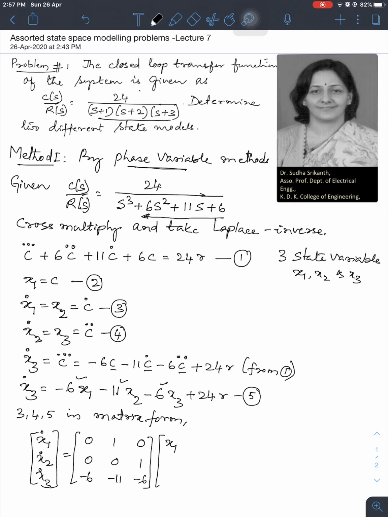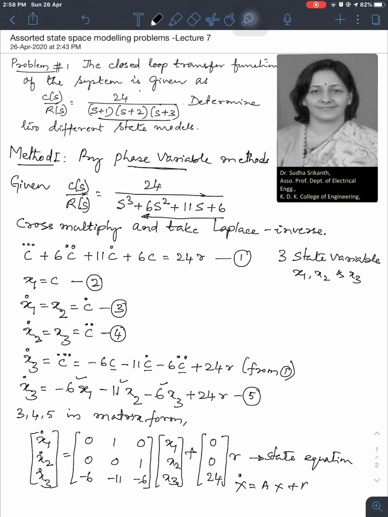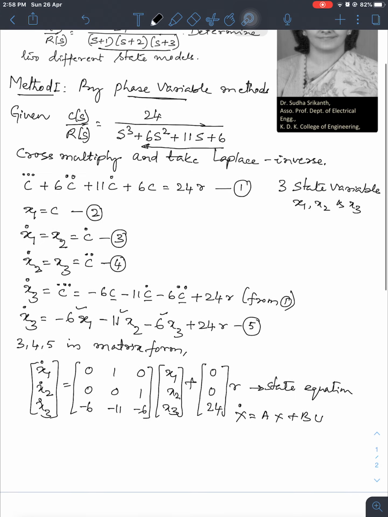So this is x1, x2, x3. And there is no r term in equation number 3, that is 0. In equation number 4, there is no r. Equation number 5 has got 24r. The whole thing into r. This is our state equation. Alright. State equation is of the form x dot equal to Ax plus Bu. So simple. We can identify the state matrix A and the input matrix B from the given equation.